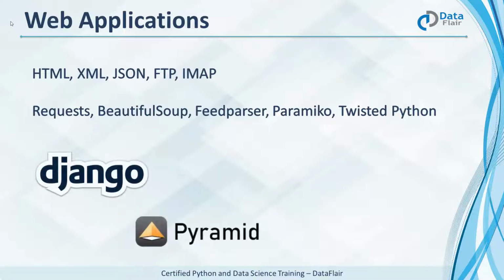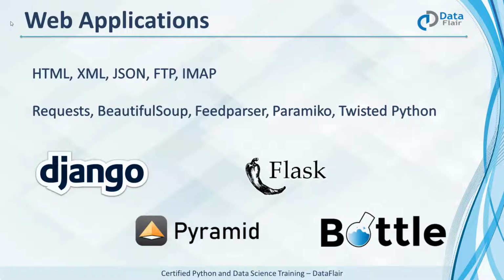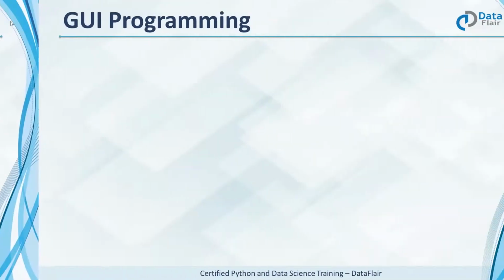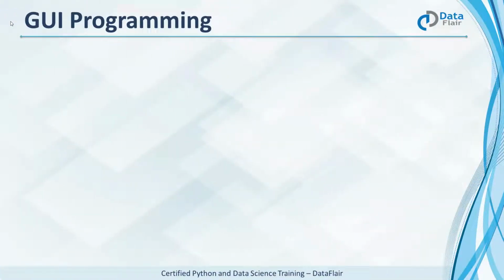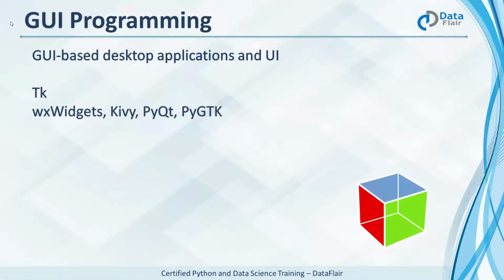And some frameworks like Django and Pyramid make the work even easier for us. We also have micro frameworks like Flask and Bottle. Python is also a good choice for developing GUI-based desktop applications and user interfaces. Tk is the standard GUI library with Python, but we also have wxWidgets, Qt, PyQt, and PyGTK.